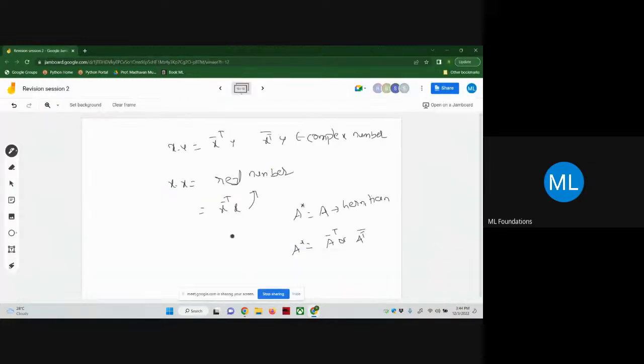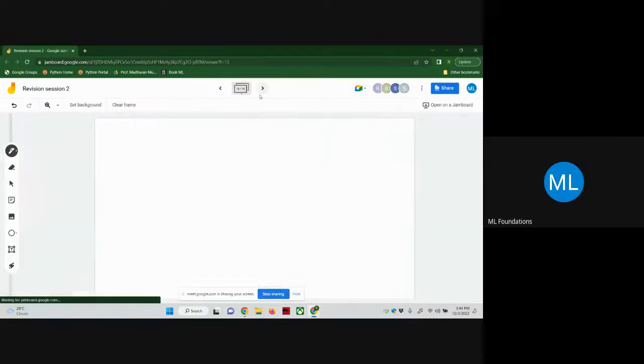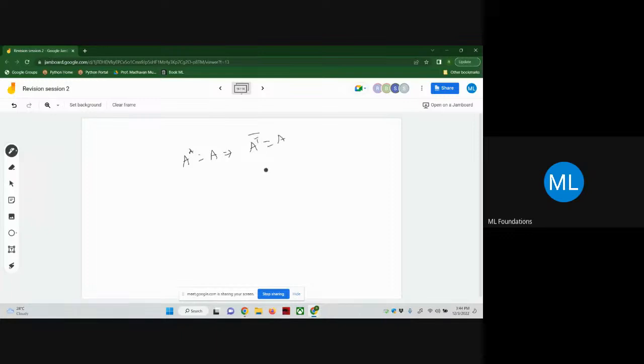Now we can get a few properties from here. If A star is equal to A, which implies A transpose conjugate is equal to A, then the element Aij should be equal to the corresponding element of A transpose conjugate, so Aij should be equal to Aji conjugate. Am I correct? The ith row, jth column of A should be equal to the jth row, ith column of A transpose conjugate.